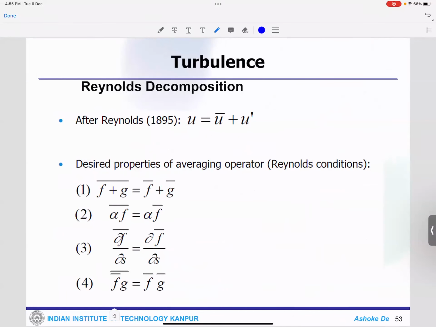One of the very common ways of looking into these things is the Reynolds decomposition. You have an instantaneous flow field, and you decompose it into a mean component and a fluctuating component. And these are the properties that one has to satisfy.